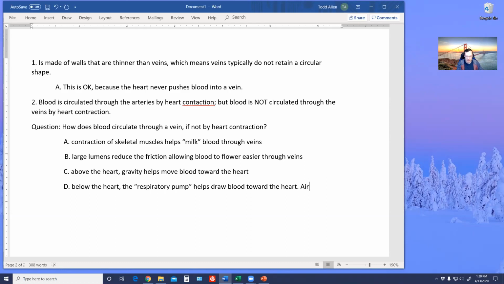Air pressure changes inside the body associated with breathing help drive blood toward the heart.